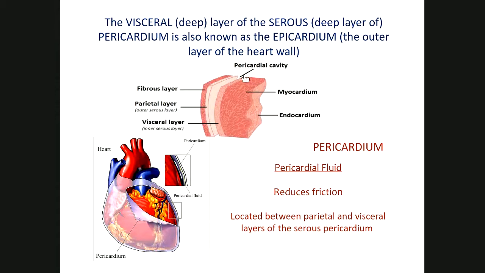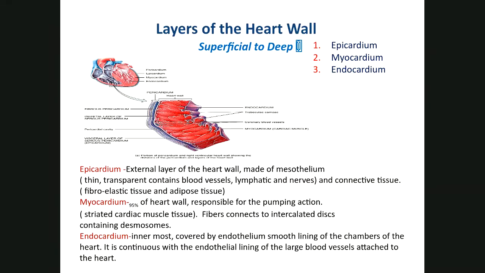So we'll talk about the other layers of the heart. This one out here is called the epicardium. The one in the center is called the myocardium, and the inner layer is called the endocardium. So let's talk about the epicardium. It's made up of mesothelium and connective tissues, which contain blood vessels, lymphatics, and nerves. And the connective tissue allows this tissue to be fibroelastic and has adipose tissue around the outside.